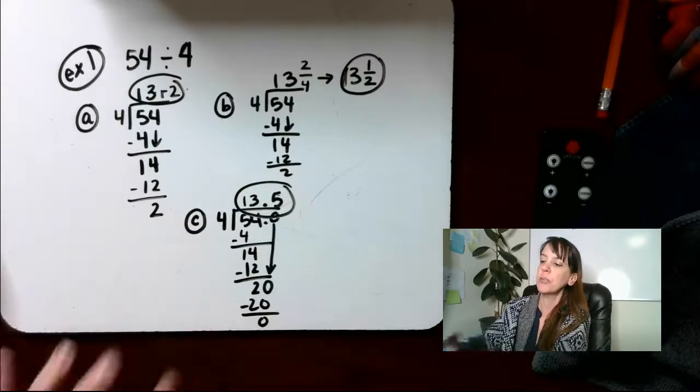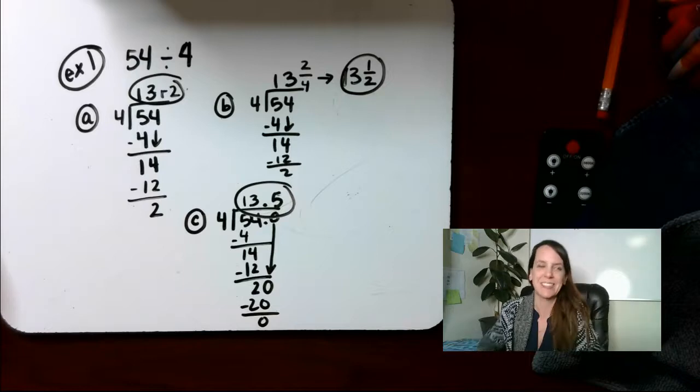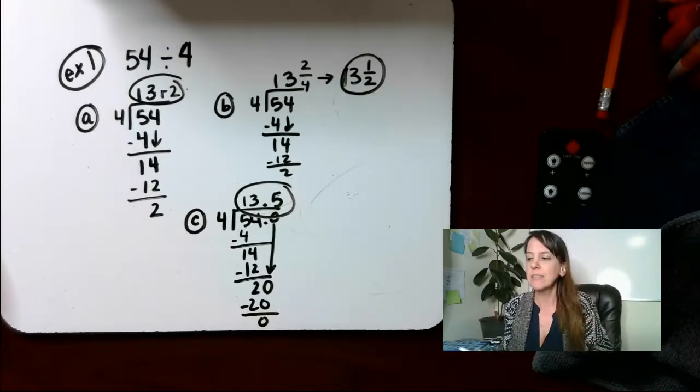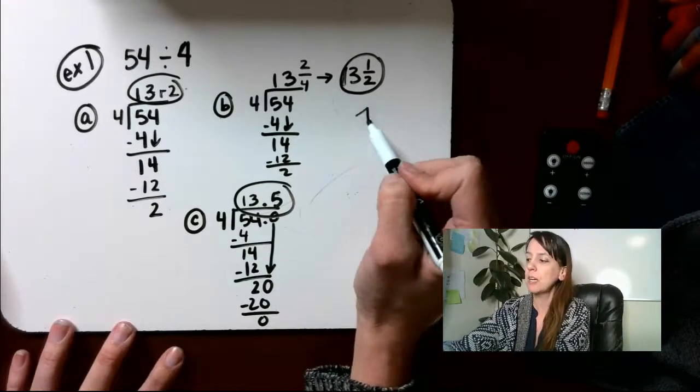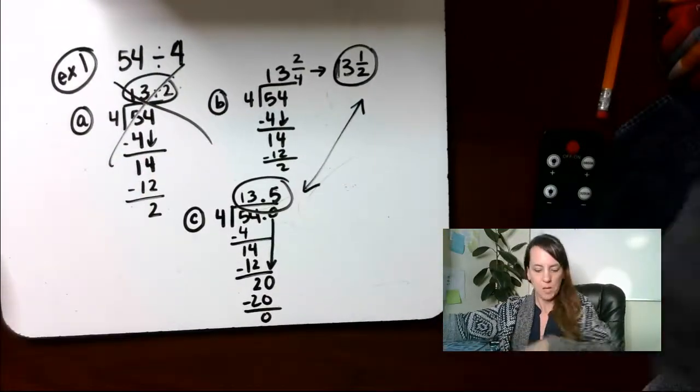So those are the 3 different ways that we can write division problems. These are the most common that I will see. I don't want to see this anymore. No more remainders, okay?